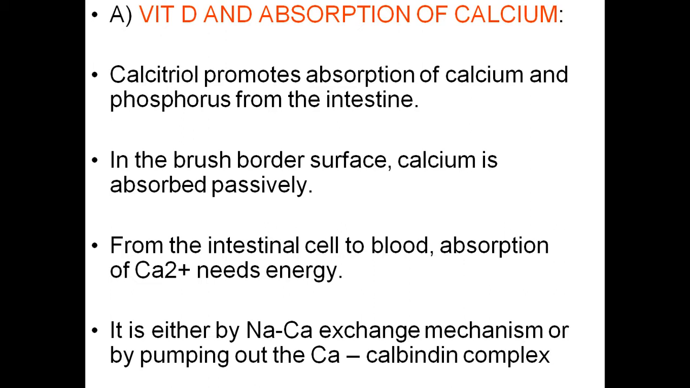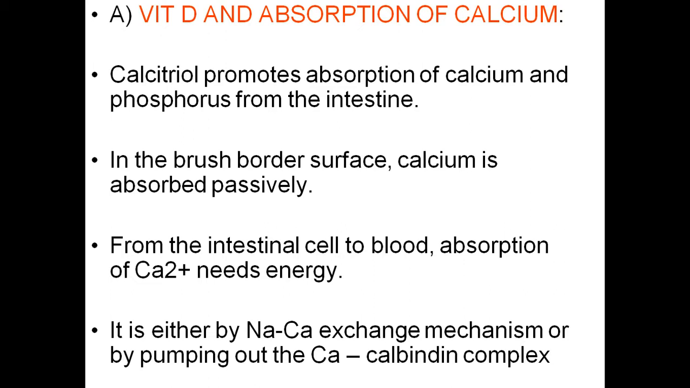So calcitriol, which is the active form of vitamin D, promotes absorption of calcium and phosphorus from the intestine. Calcitriol means the active form of vitamin D. So vitamin D is required for the absorption of calcium and phosphorus from the intestine.